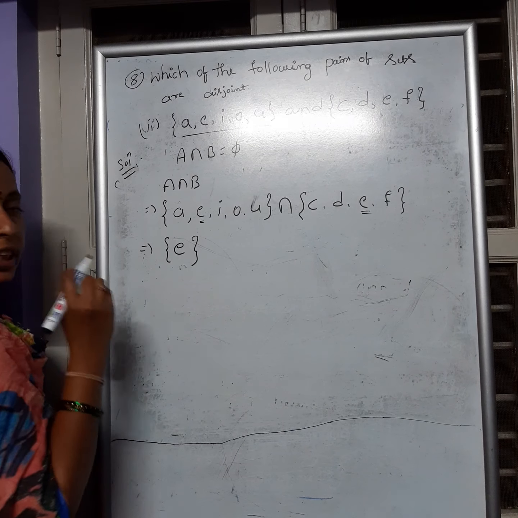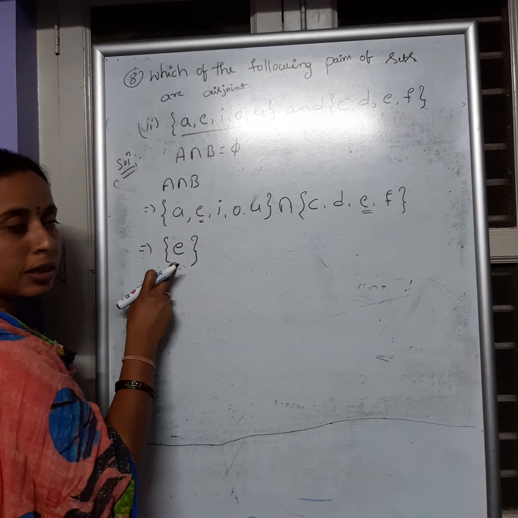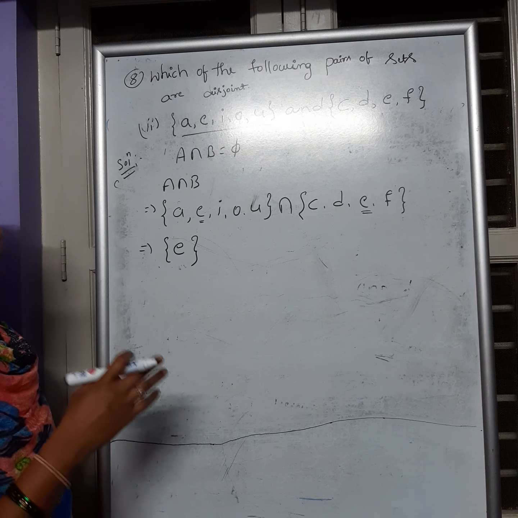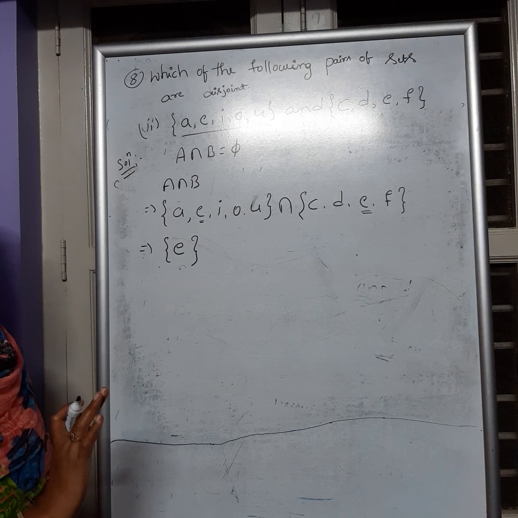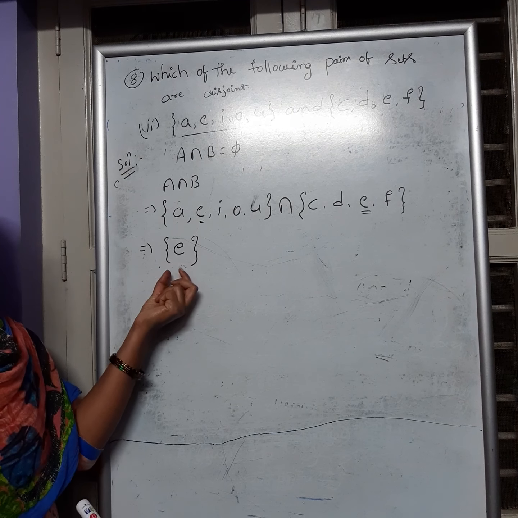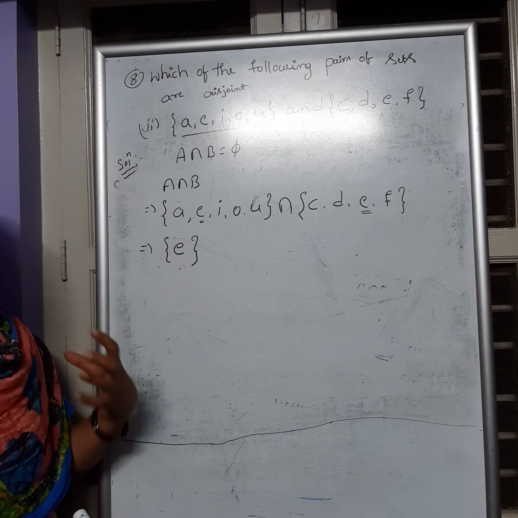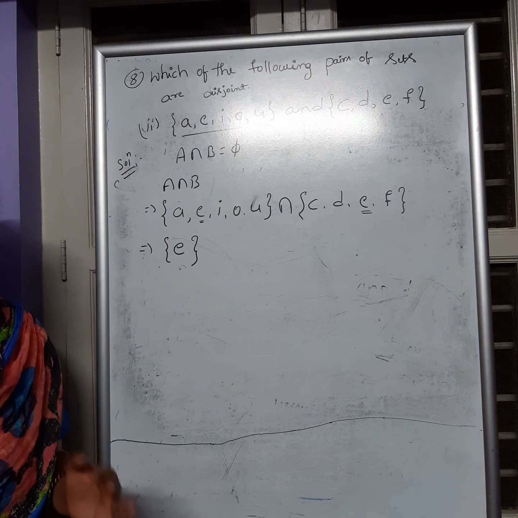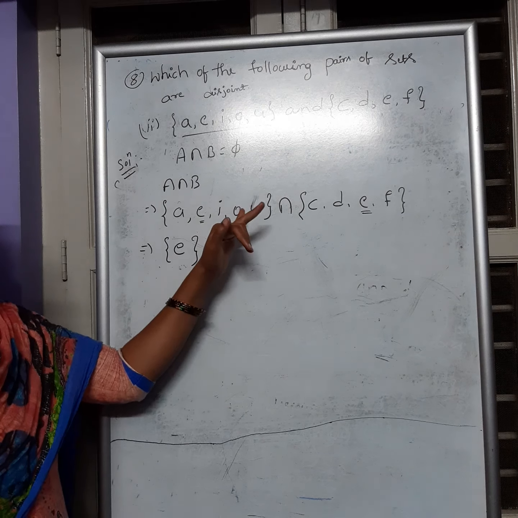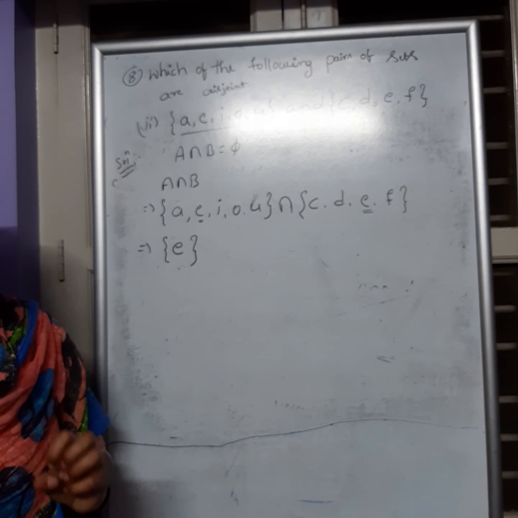So here we get at least one element, a singleton set. If we get a singleton set, it is not an empty set. If we get at least one element, it is not an empty set. If it is not an empty set, this is not a disjoint set. The given pair of sets are not disjoint.